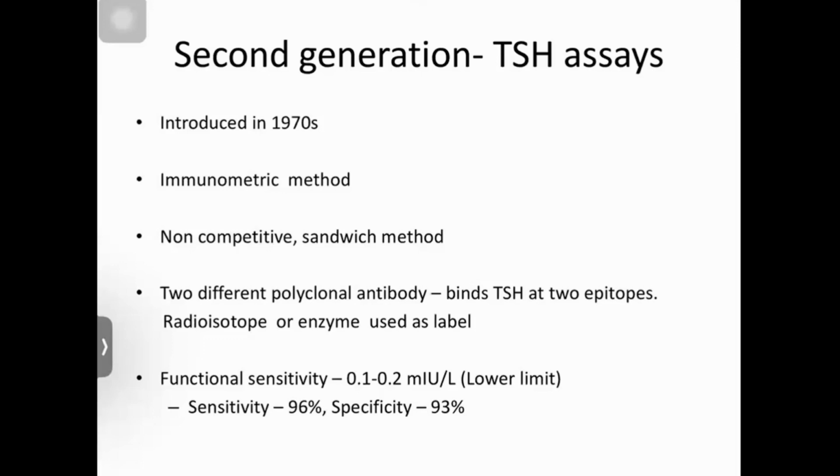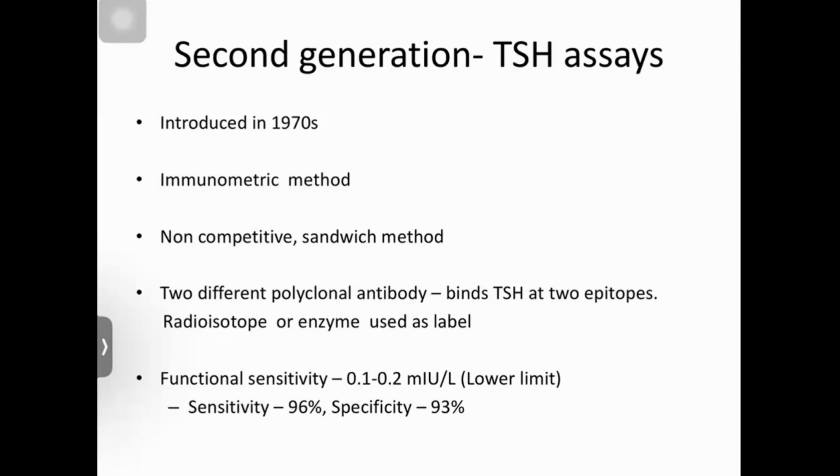So two different polyclonal antibodies will bind to two different sites of the antigen, the TSH. It may not be alpha, it may not be beta, it can bind to any site of the TSH antigen. Because they were polyclonal antibodies, they were not specific for TSH, they could bind to any site. And a radioisotope or an enzyme is used to label one of those antibodies.